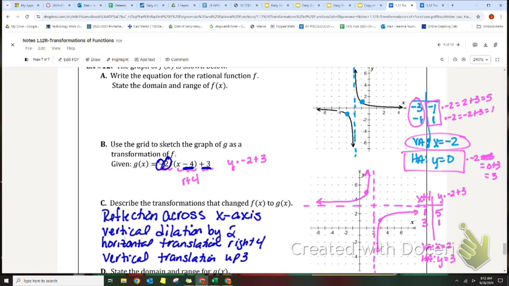So check your graph. Did it do what you thought it would? Like we started out, did it turn upside down? Reflect across the x-axis? It did. Does it look like it's stretched out?